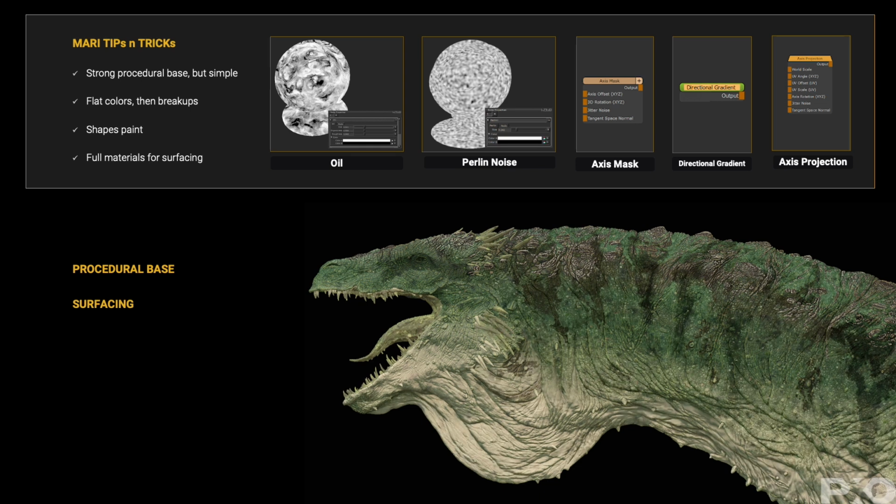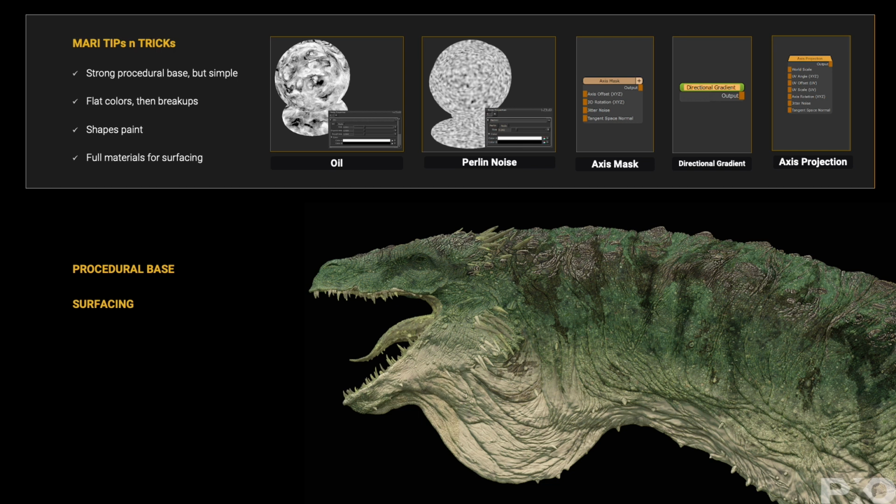The oil node, for example, is great to give you some organic breakups, and it's also great if you want to do hard surface, for metal, for example. So that's a great node. I love it. And then, of course, also the axis projection, directional gradient that really helps you to project images quickly in a triplanar way. These are in the extension pack, and this is always something that can give you very nice effects also for masking with the axis mask.